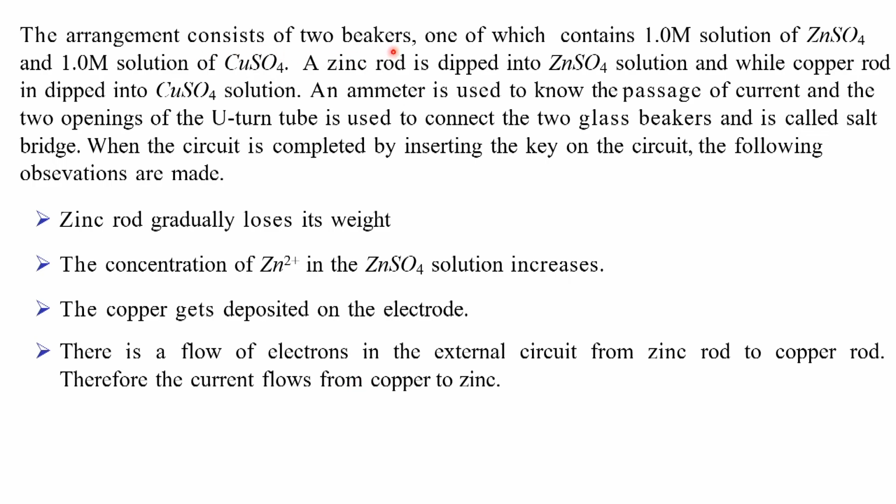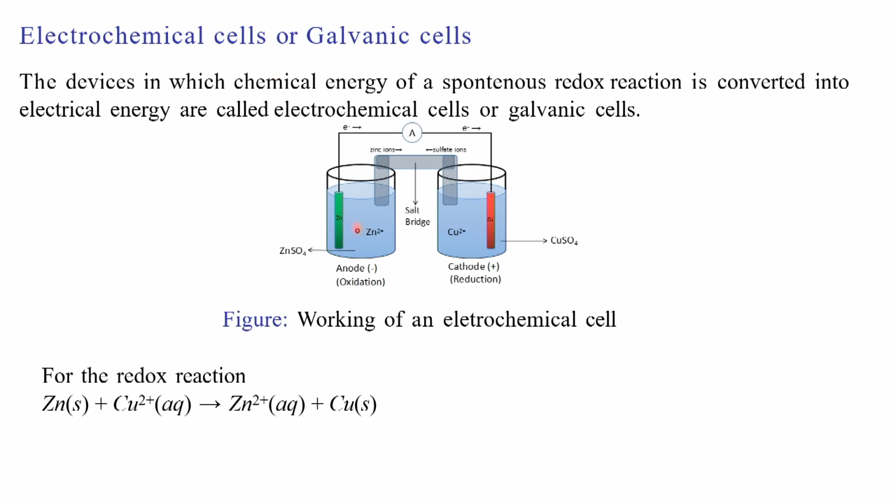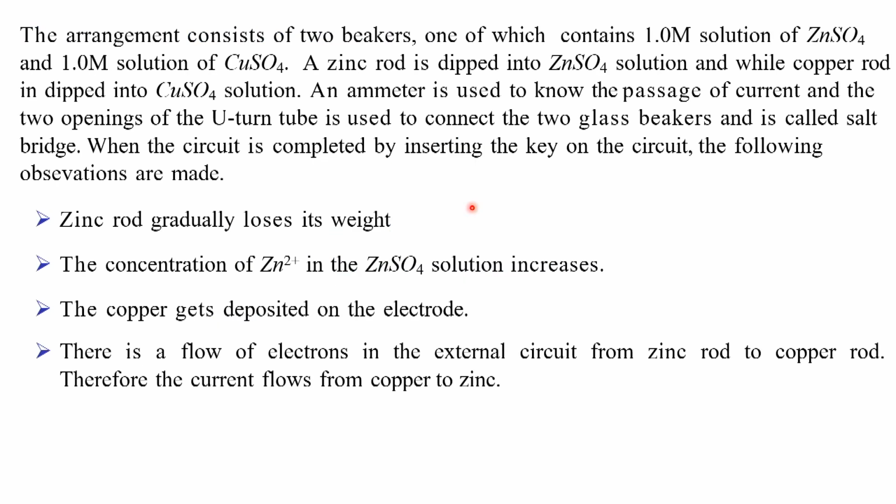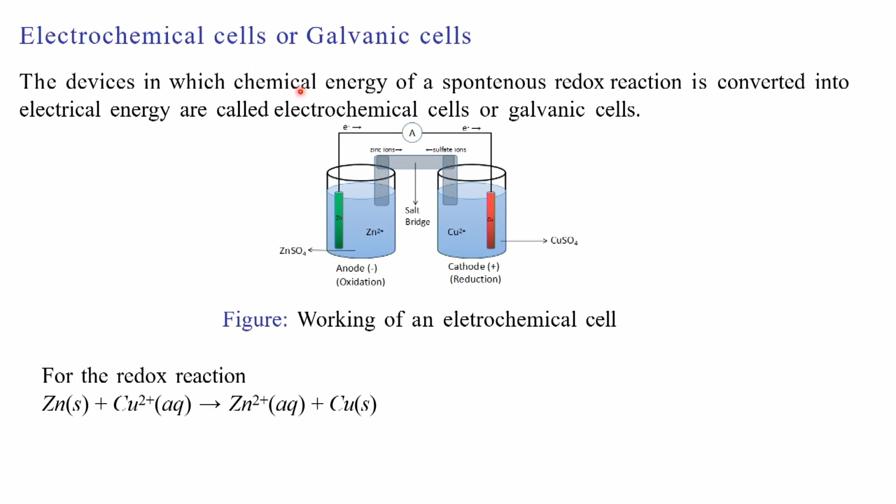The arrangement consists of two beakers, one of which contains a 1 molar solution of zinc sulphate and the other a 1 molar solution of CuSO4. Here you have the zinc sulphate solution and here you have the copper sulphate solution. A zinc rod is dipped into the zinc sulphate solution, while a copper rod is dipped into the copper sulphate solution.